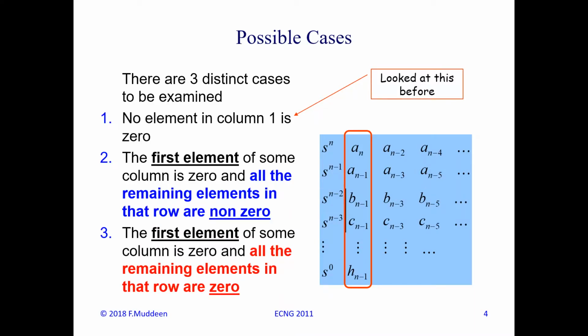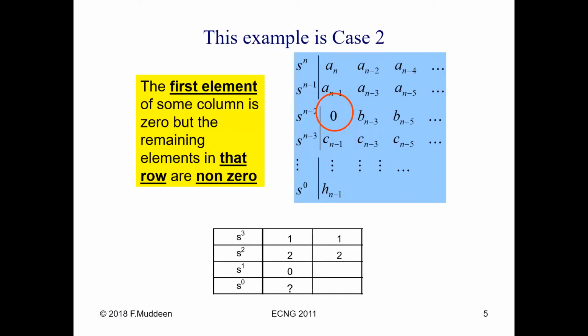So we already looked at condition 1 where no element in that first column can be 0. Conditions 2 and 3 is what we're going to be observing accordingly with respect to how we proceed. So we look at condition 2 first and then we'll look at condition 3 afterwards. For condition 2, this basically means that the first element in the first column is 0, but all the remaining elements in that row are non-zero.